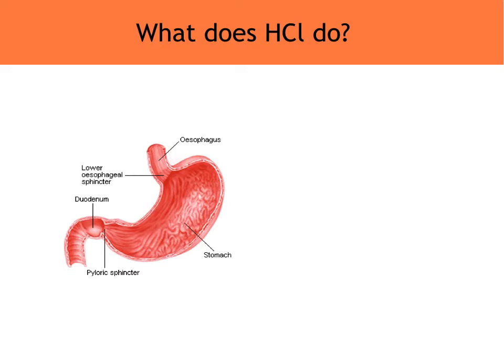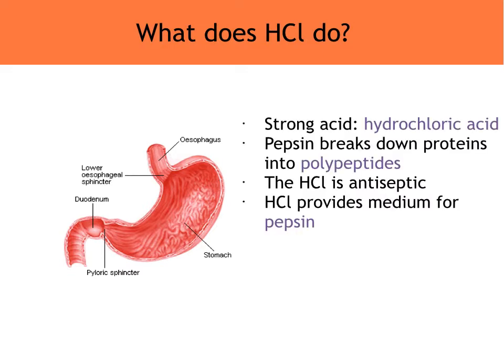Cells in the lining of the stomach secrete a strong acid called hydrochloric acid and a powerful digesting enzyme called pepsin. Pepsin breaks down proteins into polypeptides. The hydrochloric acid is antiseptic, which means that it can kill any bacteria that enters the stomach. It also provides the correct acid medium for the digestive enzyme pepsin to work. Now the stomach's got a thick layer of mucus which prevents the digestive enzymes and hydrochloric acid from damaging it.